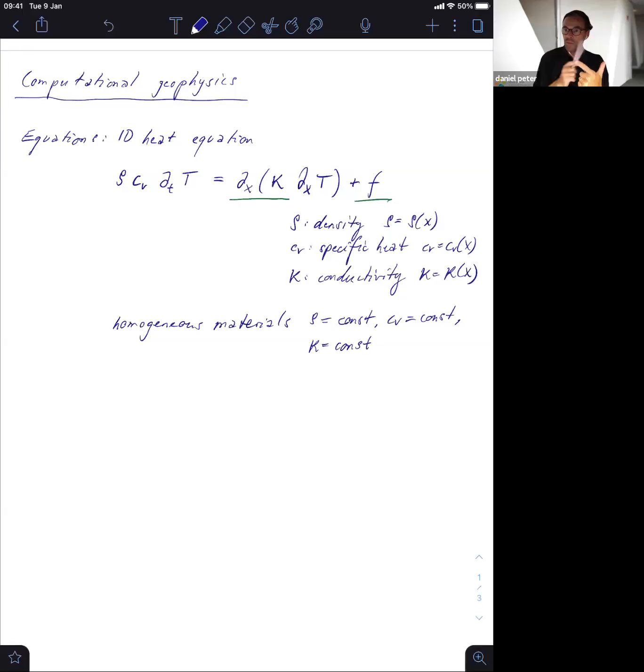They're independent of each other. So we can use the homogeneous equation with an inhomogeneous material. Yes. Okay, I got it. Good.